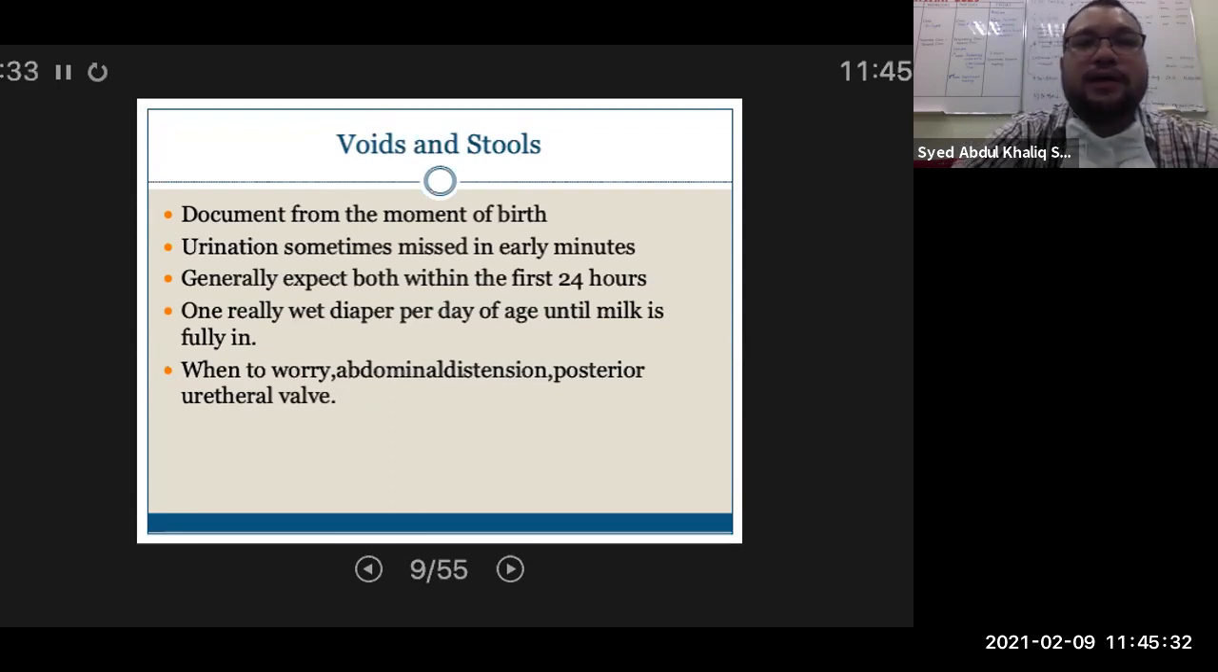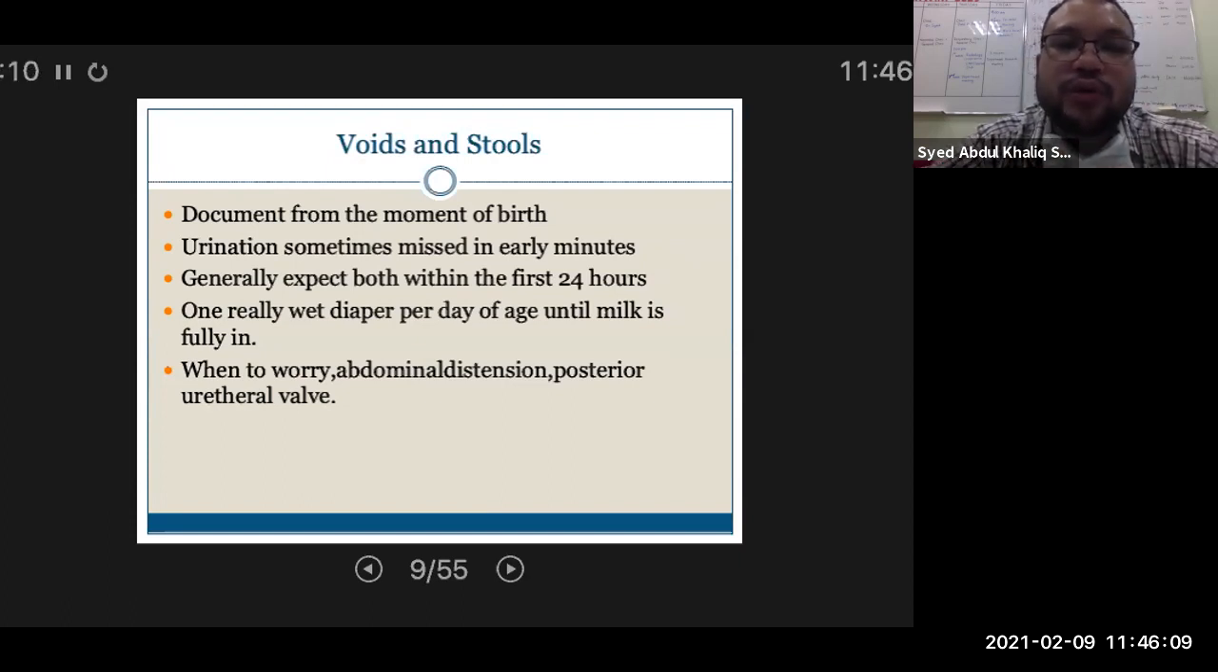Okay, so we expect baby to pass urine, we expect baby to open bowel. Usually should be the first 24 hours of life. If the baby does not open bowel, the baby does not pass urine within the first 24 hours, then you need to look for the cause. There may be a problem. The baby may have Hirschsprung disease. The baby may have meconium plug. The baby may have intestinal obstruction, malrotation. So look for the cause if the baby does not open bowel, if the baby does not pass urine within the first 24 hours.